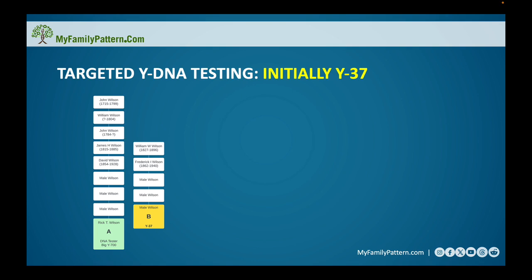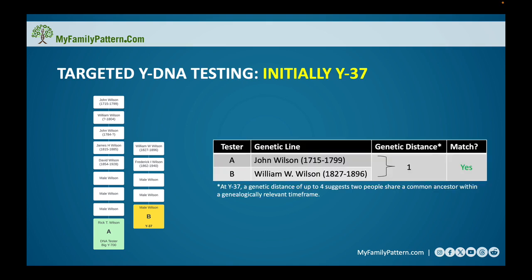of William W. Wilson that descended directly on the male line, Wilson line, and I had them take a Y37 DNA test. And I wanted to start at the low level because I wanted to make sure if it was a match. If it wasn't, then I would not waste my time pursuing the big Y for this particular example. So both testers, myself and the known descendant, which we will call B, of William W. Wilson, it was a match on the Y37 level.